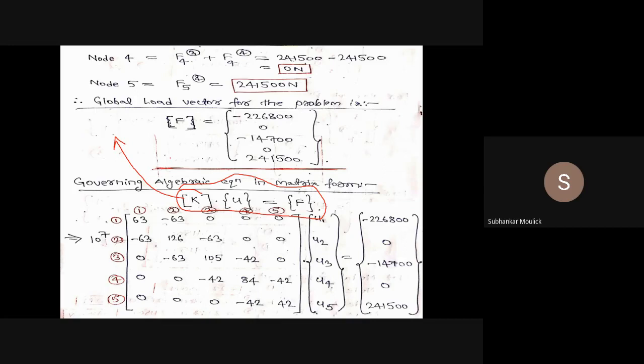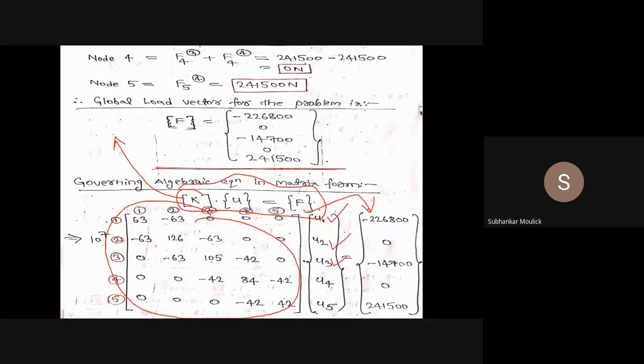Since a total of 4 elements are present and 5 nodes are there, this U matrix will be a 5 cross 1 matrix. Along the first row, displacement of node 1, along the second row, displacement of node 2, along the third row, displacement of node 3, and so on. So this is my global stiffness matrix into my global nodal displacement values, that is u1 u2 u3 u4 u5, equal to the force matrix, that is the global load vector matrix.